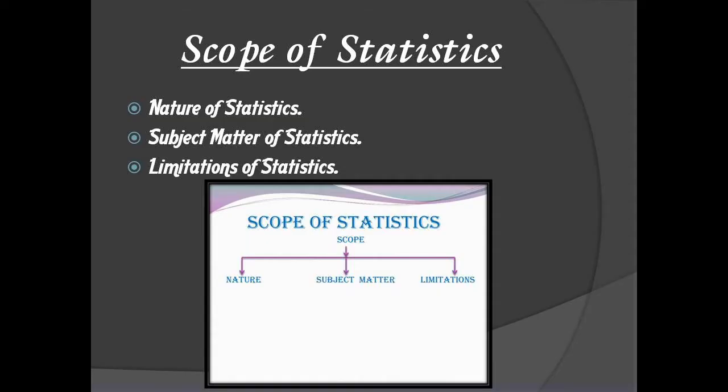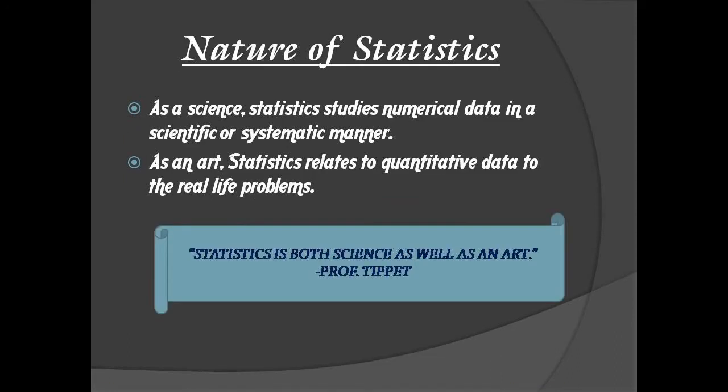Study of the scope of statistics includes first, nature of statistics, second, subject matter of statistics, and third, limitation of statistics. Nature of statistics. Here the basic question is whether statistics is a science or an art. Professor Tippett has rightly observed that statistics is both a science as well as an art.